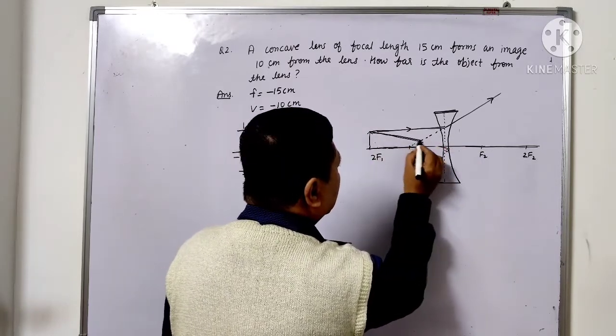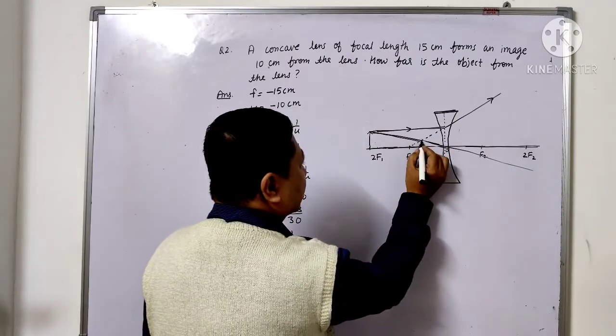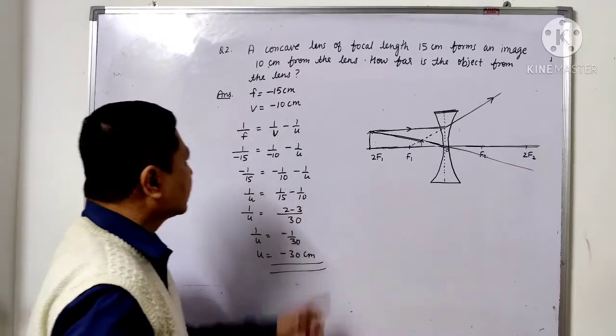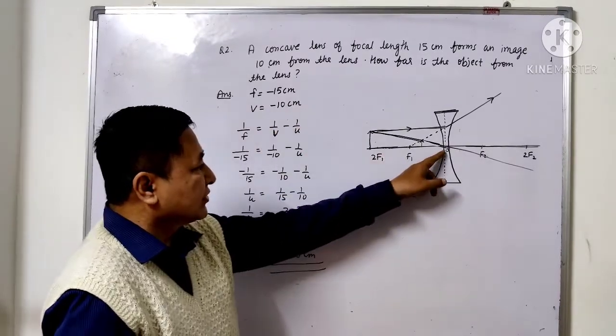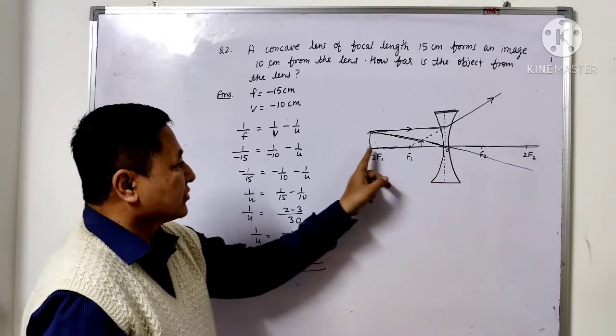It will pass through the optical center. So the image is formed between this place. You can see the image is 10 centimeter from this side. So this is negative. Object distance is also negative.